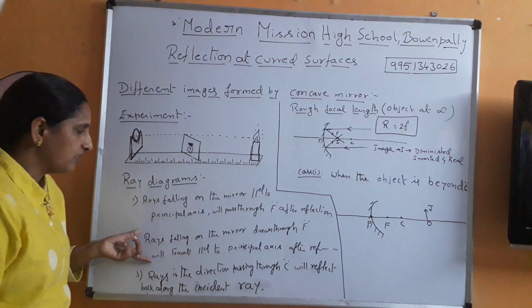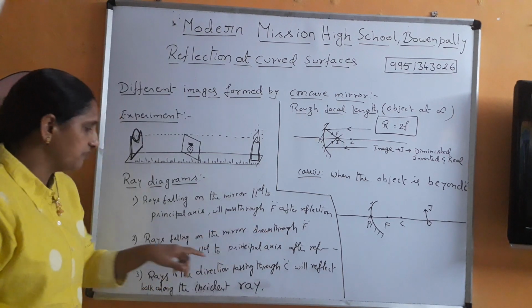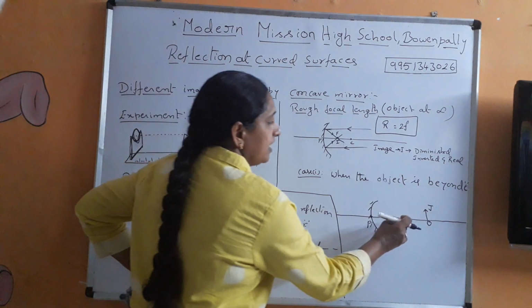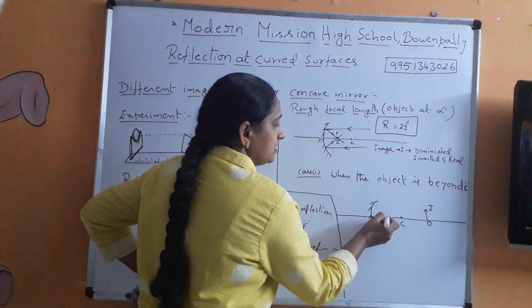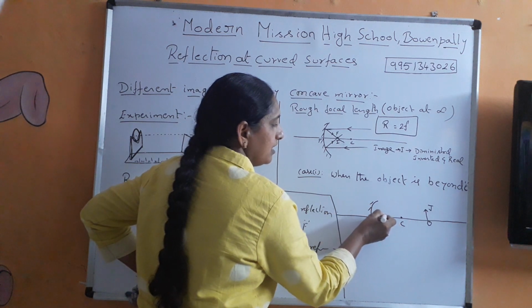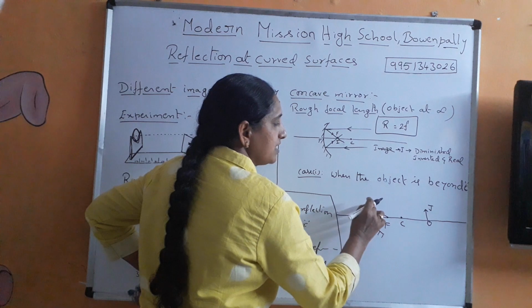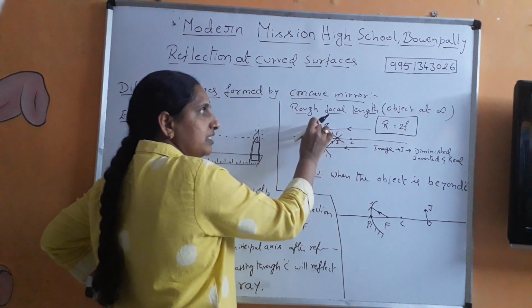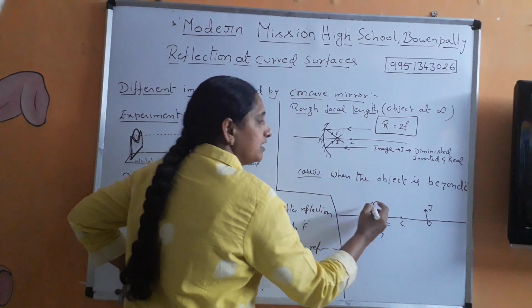Right. And the second one is rays falling on the mirror drawn through F will travel parallel to the principal axis. Suppose there is a ray which is incident like this. I will explain it here. It is like this. So this is the incident ray. See here it is parallel to the principal axis. This is the incident ray. This is the reflected ray.